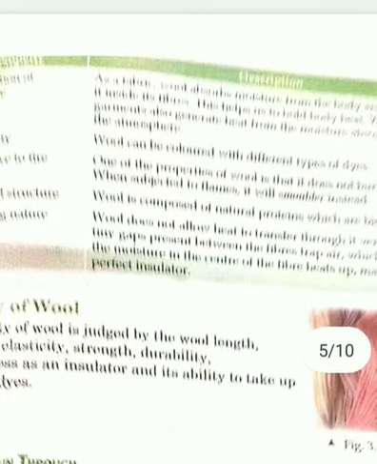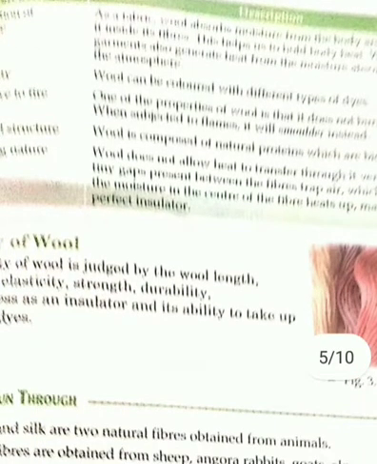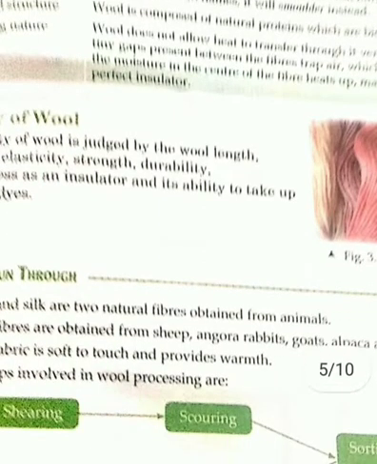Then comes the turn of absorption of moisture. You know that wool absorbs less water, isn't it? So as a fabric, wool absorbs moisture from the body and retains it inside the fiber and helps us to keep the body heat. Okay, so woolen garments generate heat from the moisture absorbed from the atmosphere.